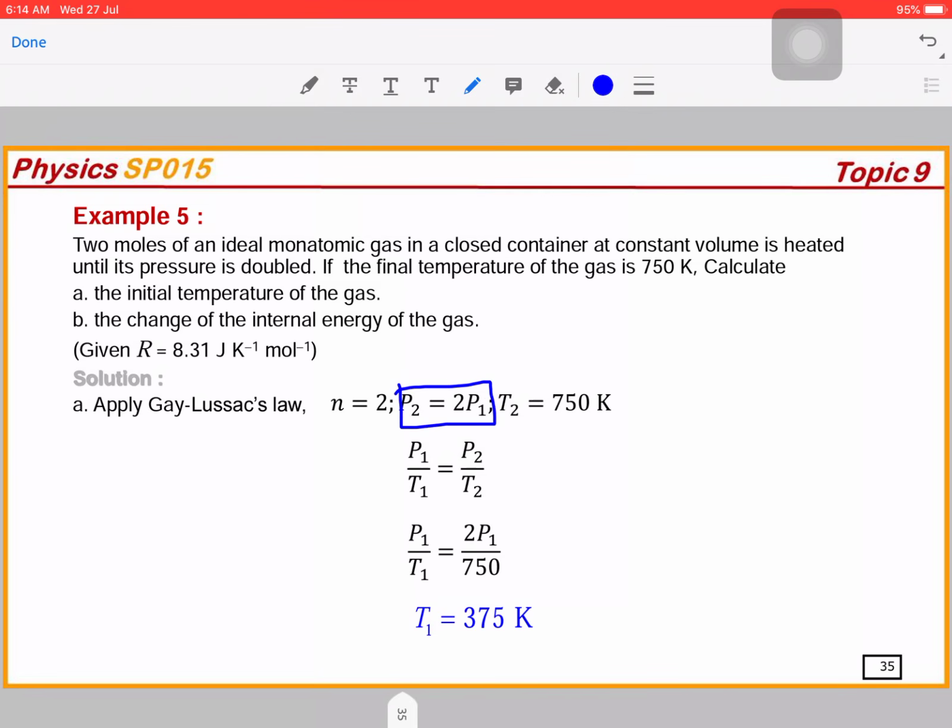Okay. So, we apply Gay-Lussac's law. P1 over T1 equals P2 over T2. So, we just rearrange. And we know that P2 is equal to 2P1. Okay, so we substitute the values. We have T1 is equal to 375 Kelvin.